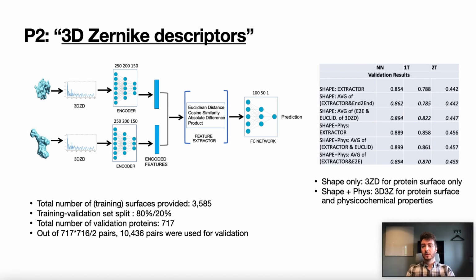Being the method based on deep learning, the group split the training set we made available into a sub-training set and a validation set. In this slide, you can find some information regarding the training process and the validation accuracy, both for the case of only geometry and for the combined use of geometry and physicochemical properties.